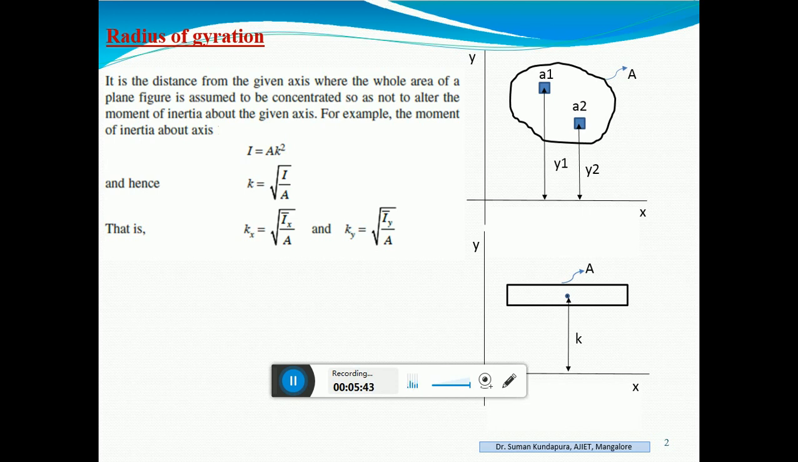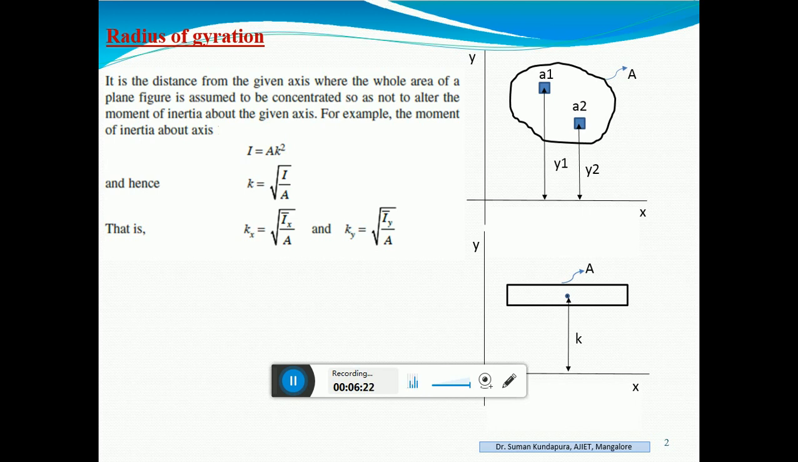By knowing the radius of gyration, we can actually understand the distribution of the area, how the mass distribution has happened. If the k value you get is higher, that means the moment of inertia is higher, and there could be a wider mass distribution. If it is lower, then there may be concentration of the mass towards the axis of rotation.